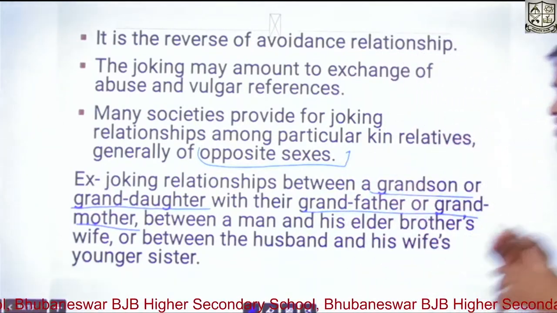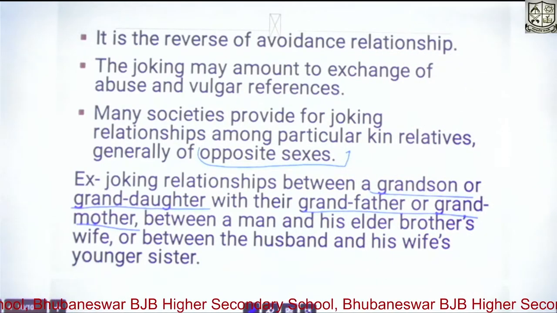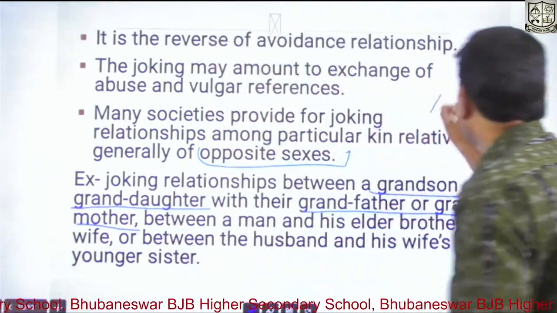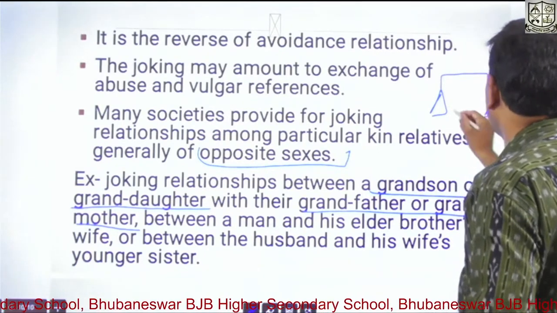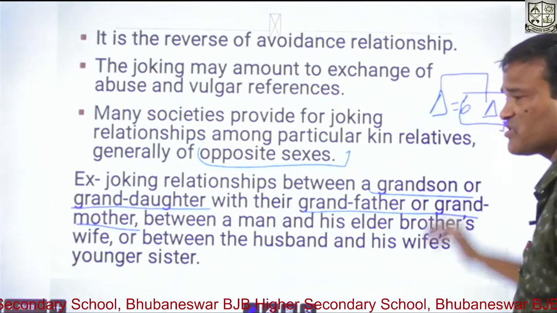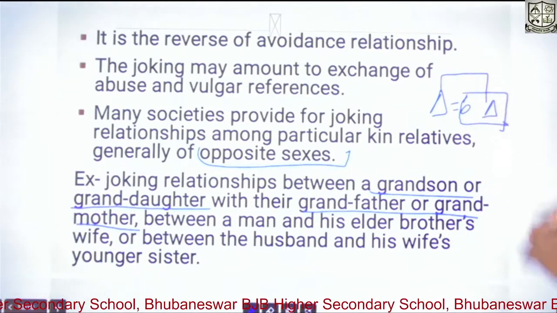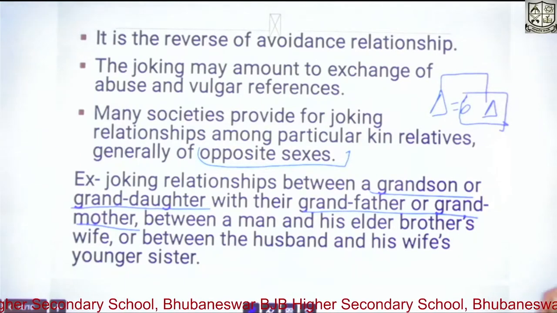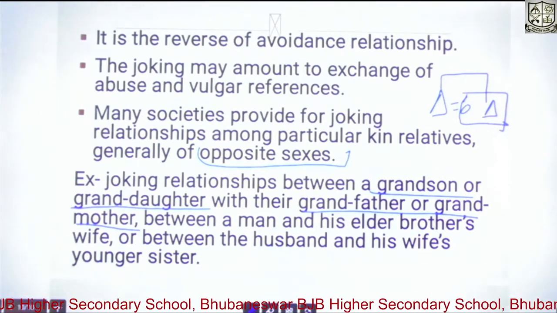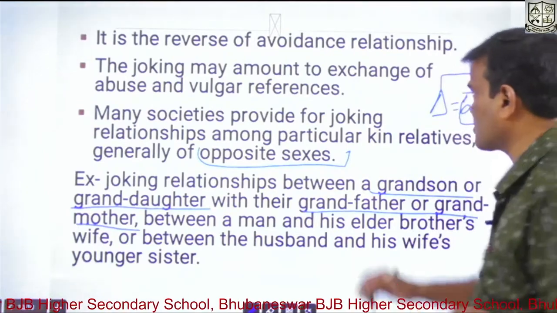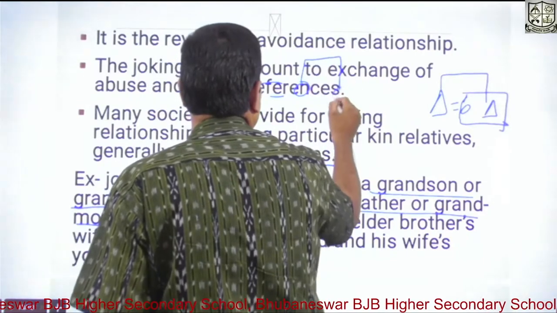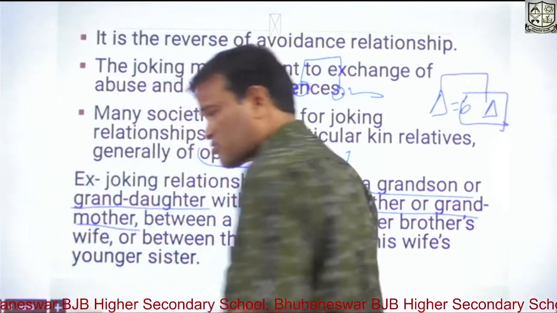There is a joking relationship between a man and his elder brother's wife, because the elder brother's wife is within the purview of the joking relationship. So the joking relationship can be found in different contexts. Between the husband and his wife's younger sister, the joking relationship is practiced, and in some societies also between husband and wife.